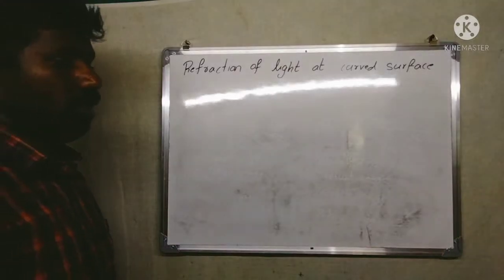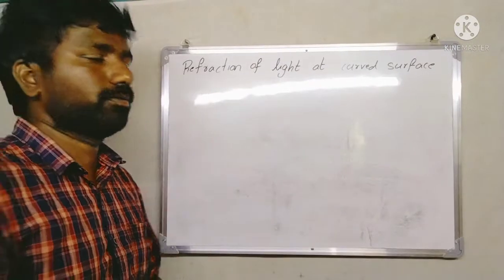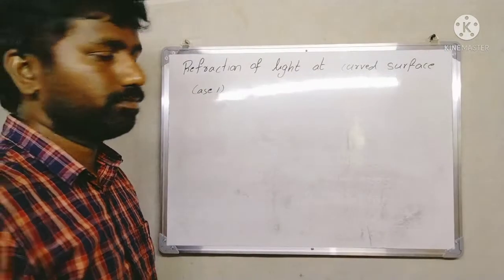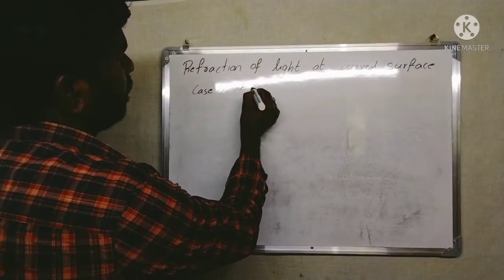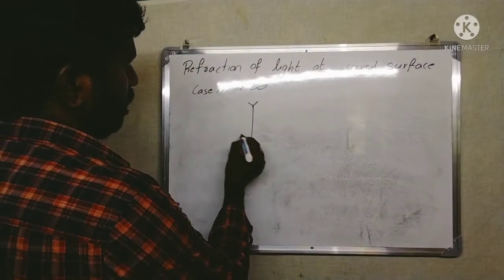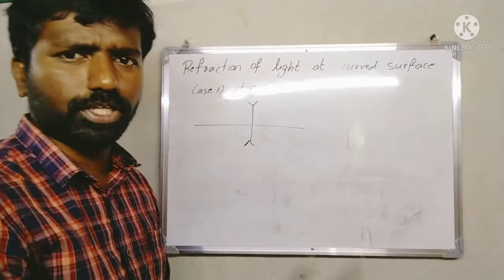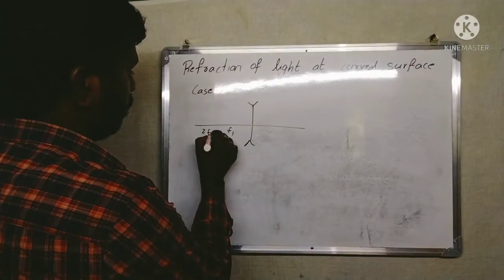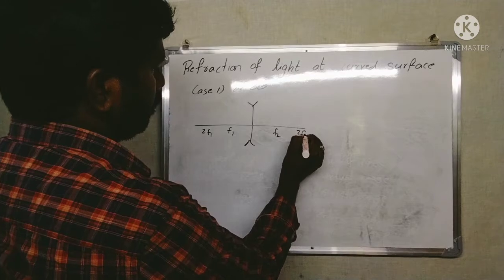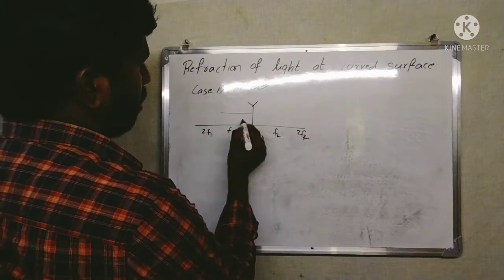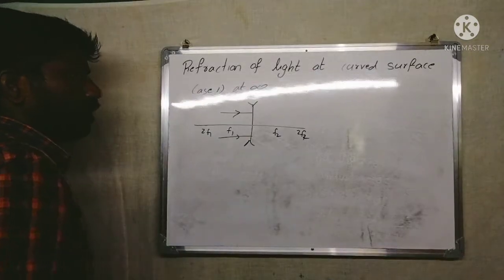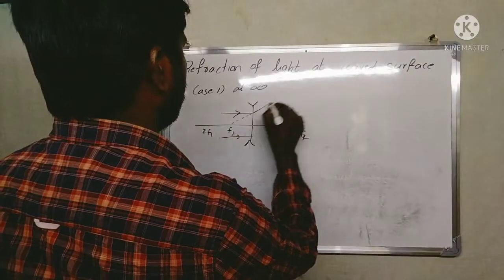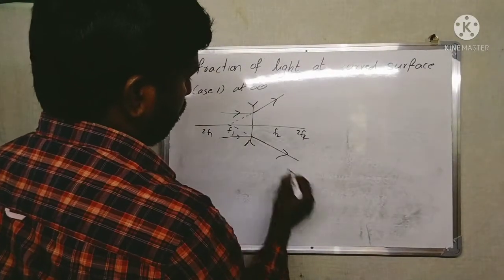Now, concave lens, only 2 cases are there. Case 1. The object is placed at infinity distance. Concave lens. We are keeping the object at infinity distance. Then where will you get the image? F1 to F1, F2 to F2. So now the incident rays are parallel to each other. What about the refracted rays? They appear to pass through the focus. So here we got the image.